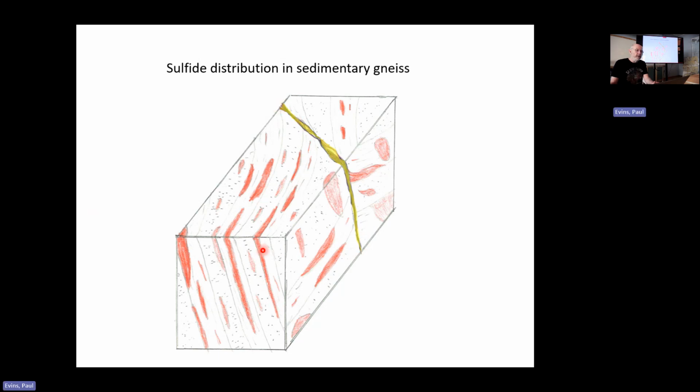I also try to depict the fact that these sulfides are spread along the layering, but this LS fabric might also affect how they're distributed in the vertical dimension. It might be stretched out more in the vertical. The main point here is that it's definitely not homogeneously distributed. So if you're taking a sample to analyze for how much sulfide you have, especially in sedimentary gneiss, it's very difficult to get a representative sample. The best way to do it is to knock off a lot of little bits all around the place and combine them into what's called a samlingsprov.